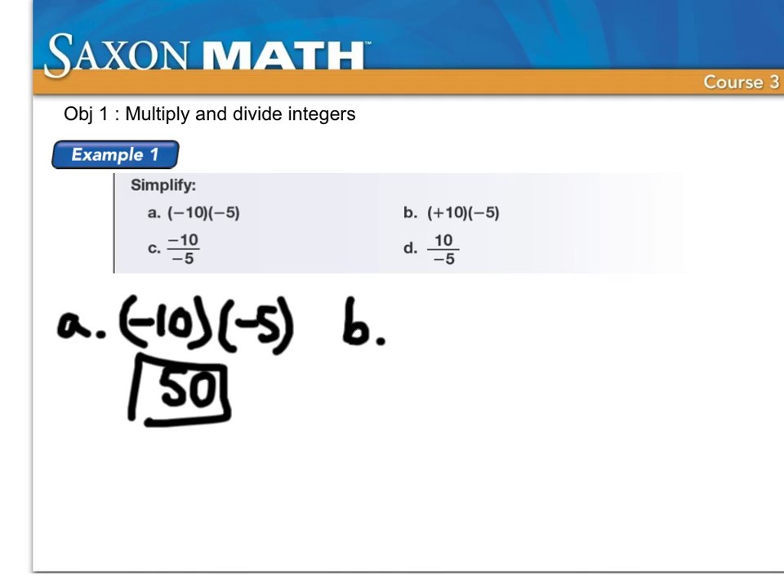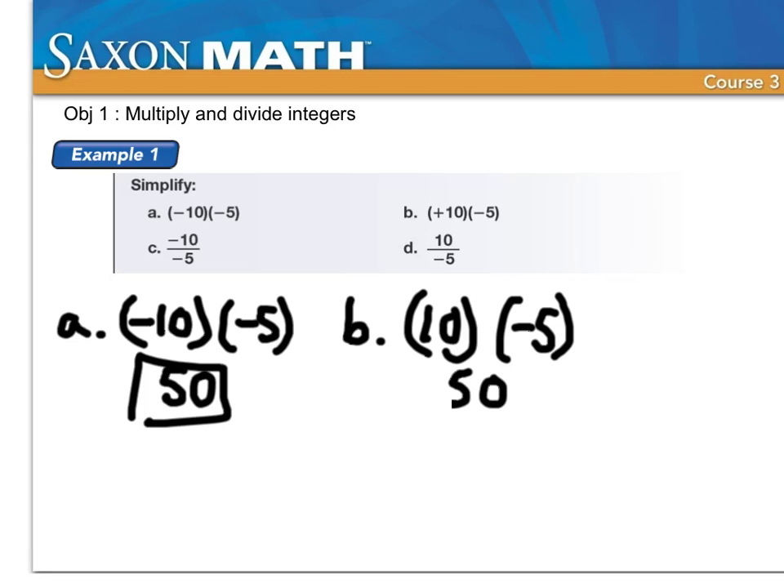Alright, for B, I'm taking positive 10 times negative 5. Well, I multiply the numbers. 10 times 5 is 50. And then a positive times a negative, they're different signs, so I get a negative answer. Negative 50.